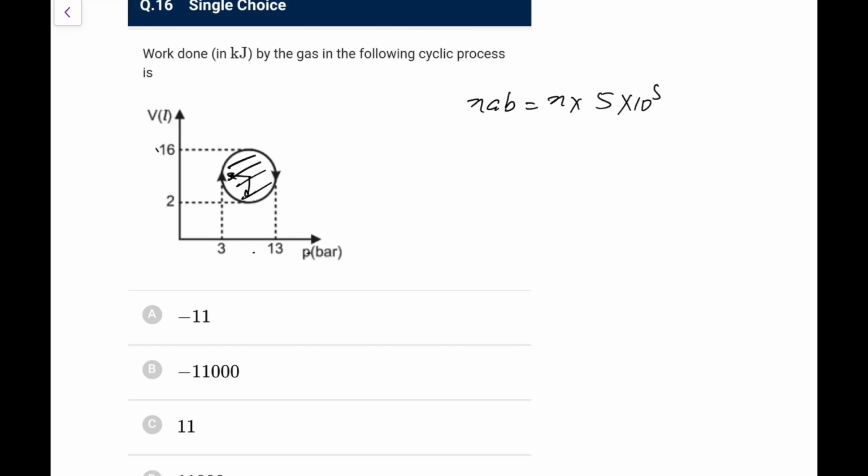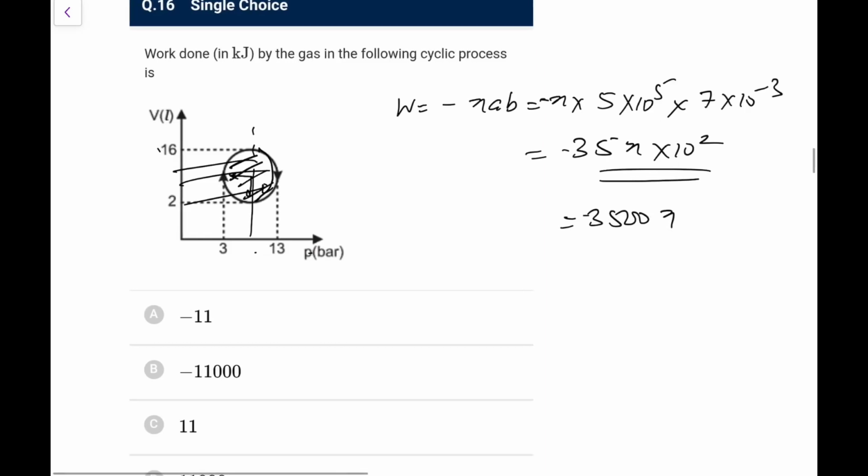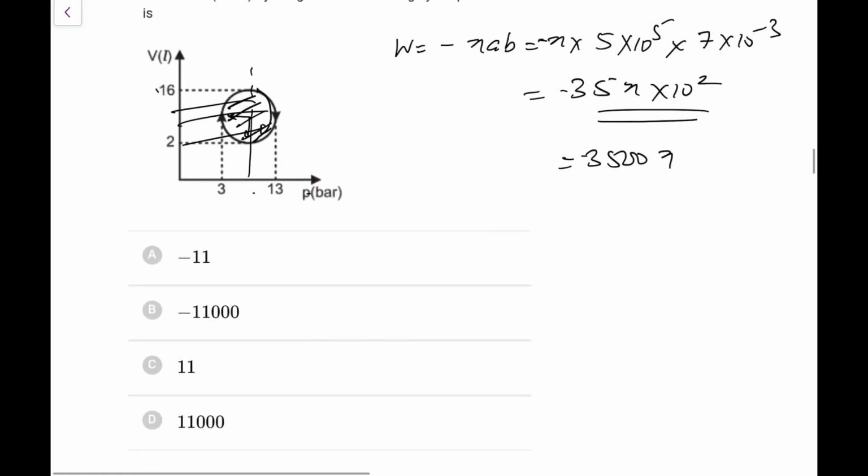Bar means, let's say, 10 to the power 5 approximately, and this is 16 minus 2, 14, that is 7 into 10 to the power minus 3 for standard units, that is 35 pi into 10 to the power 2. So 3500 pi you can make it out. If you look like this, the volume is decreasing and this area is more, so I can go for the negative sign. So work done here would be negative, minus 3500 pi, which would be closer to minus 11,000. It is asked in kilojoule, so it would be minus 11.